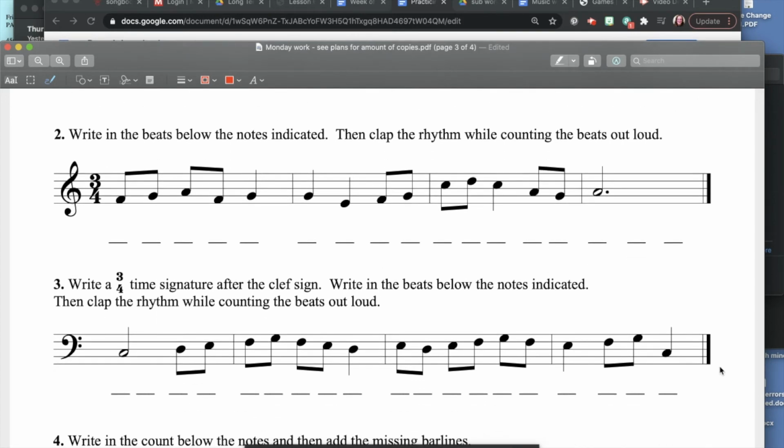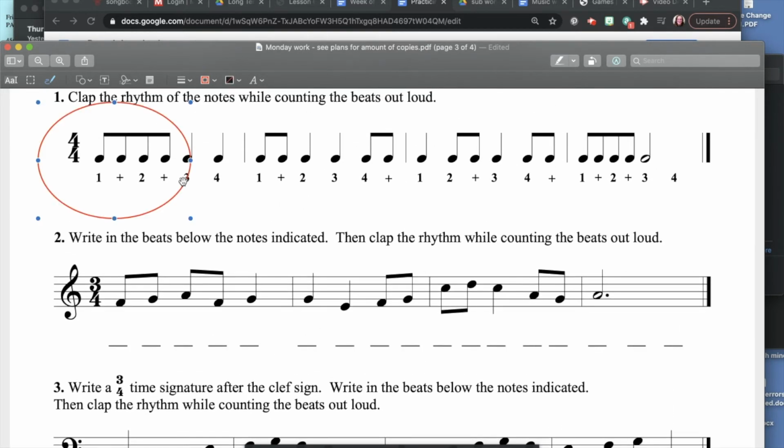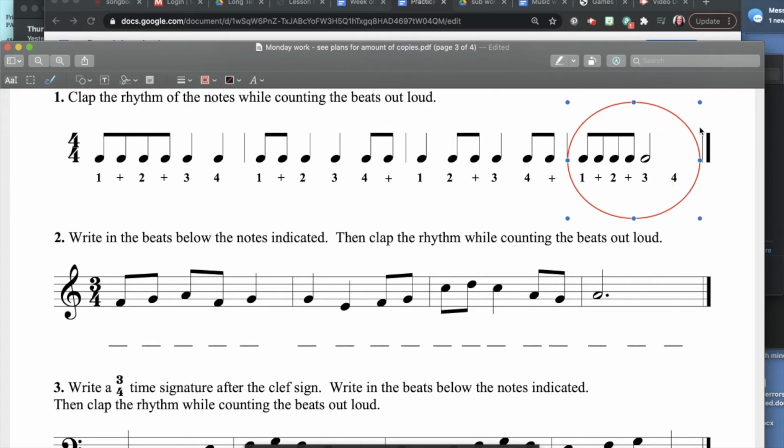Number 2, write in the beats below notes indicated, then clap the rhythm while counting the beats out loud. This one is in a different time signature, so let me give a rough explanation of time signatures. 4/4 means 4 quarter notes in a measure. That means between the time signature and the first line are going to be 4 beats. It also means between the first line and the second line, 4 beats, and so on. That's why we can't say 4 notes, we have to say 4 beats.